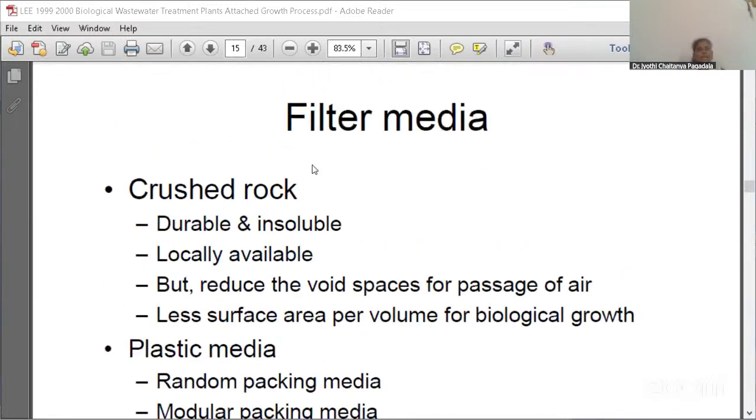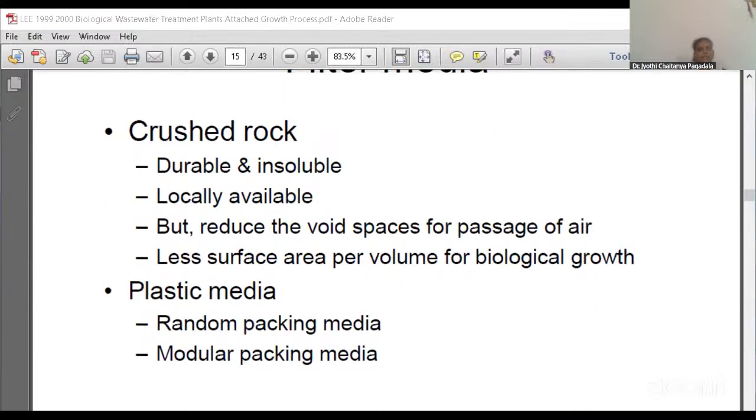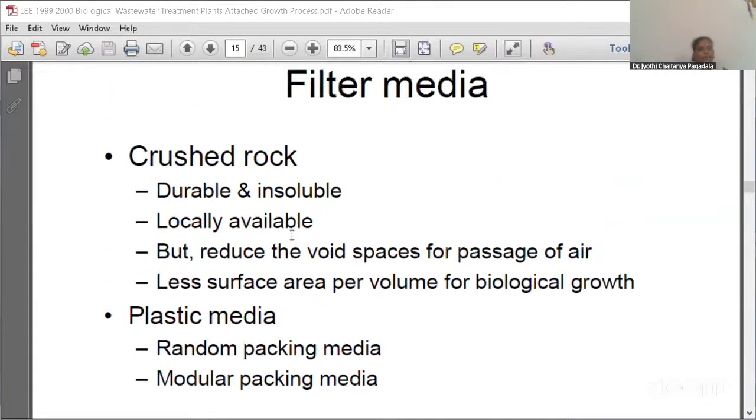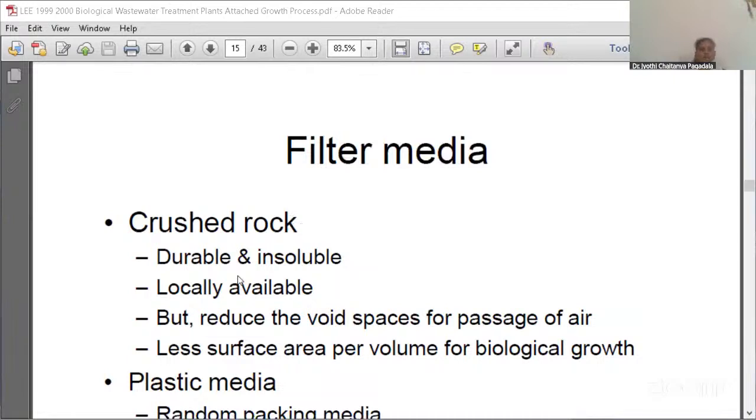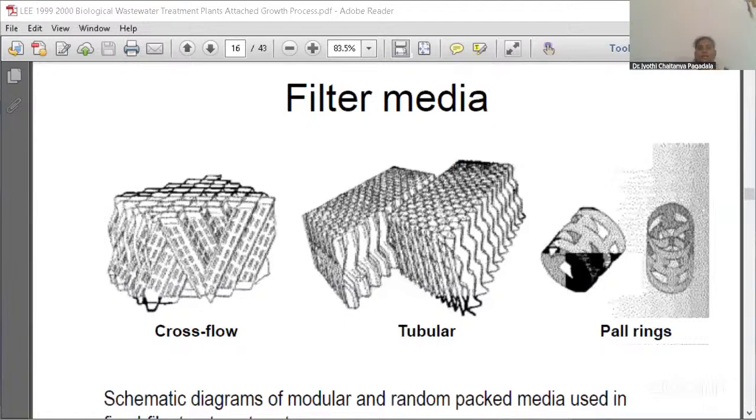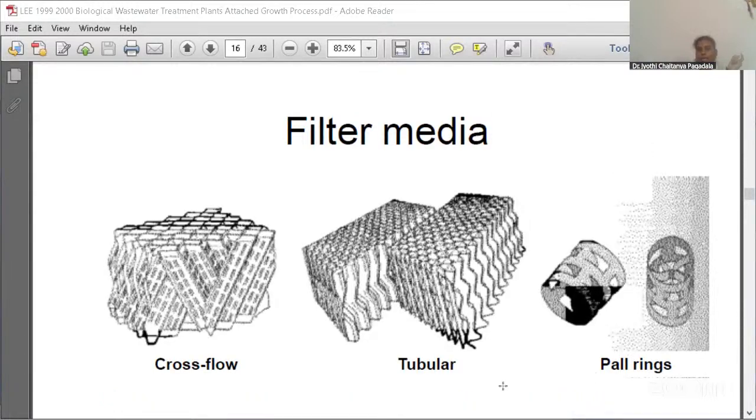And what are the filter media here? We use crushed rocks, I have shown you already, and plastic media or random packing media and modular packing media. Crushed rocks are durable and insoluble, and can be available locally, but they reduce the void spaces for passage of air, with less surface area per volume for biological growth. Here you can see the filter media, that is cross flow, tubular and Pall rings.